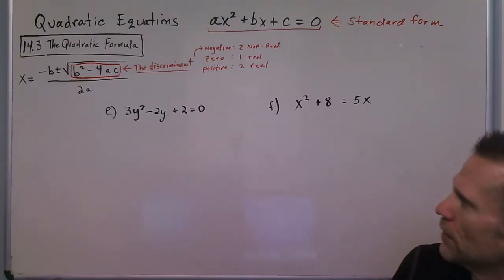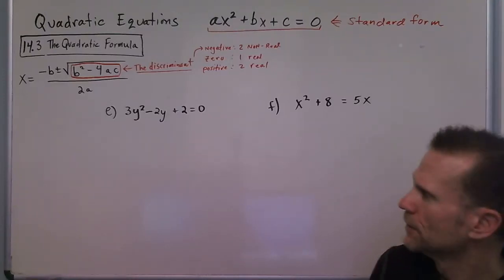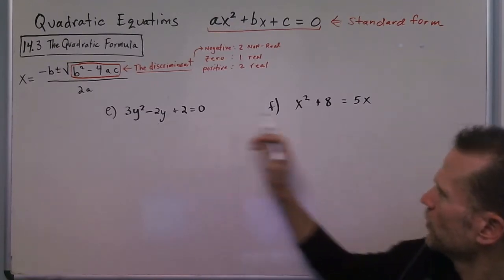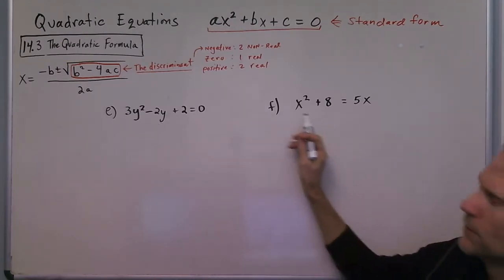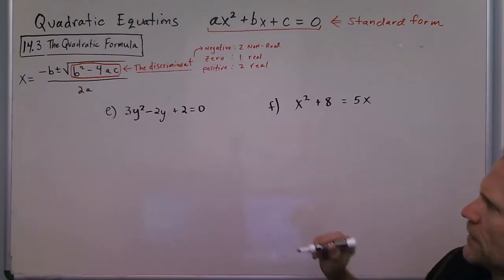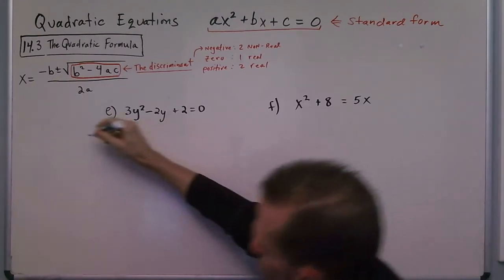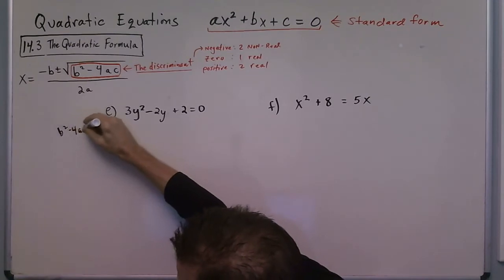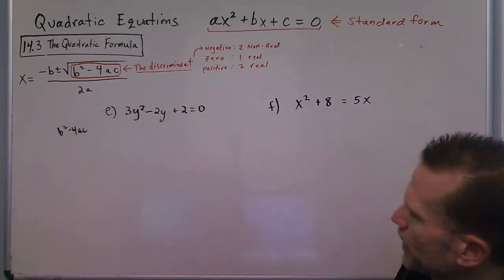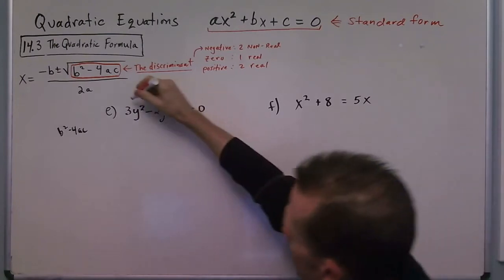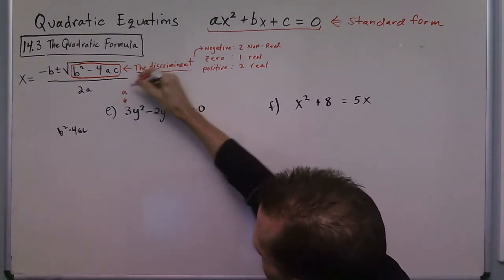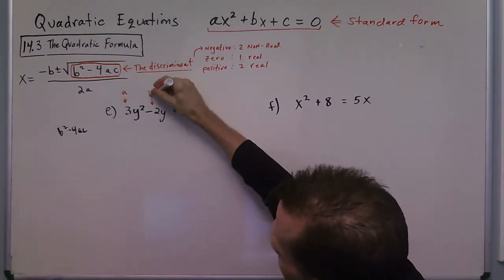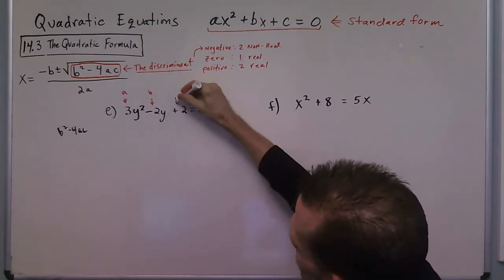Okay, two more quadratic formula problems. This one's already in standard form. This one's not in standard form, so we'll have to get that in standard form. First, we're going to do the discriminant, b squared minus 4ac. So remember, we can spot our a, b, and c value. Here's a, here's b. Make sure you get the sign with that, and then here's our c value.